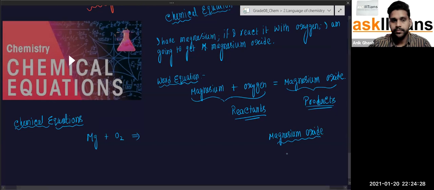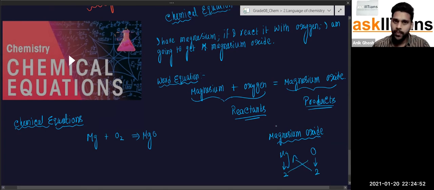Magnesium is having the formula of Mg. Oxide, it's coming from oxygen. Valence of oxygen 2, valence of magnesium 2. So magnesium oxide would be MgO. So crossing over, 2 crossing over. After that, as they are both the same, for that reason they will be giving you MgO.